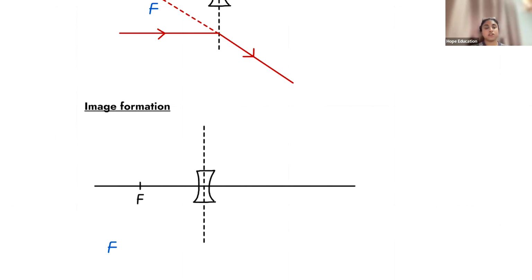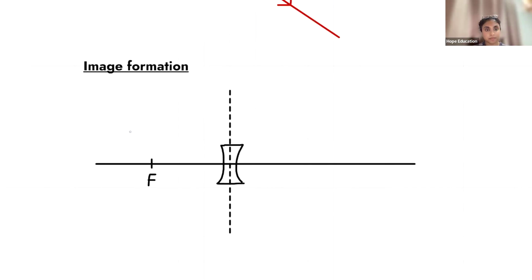All right. So, the object can be kept anywhere. Right? Wherever you keep the object, the image will be the same. So I will just randomly keep the object here, like that. You can keep the object anywhere, okay?